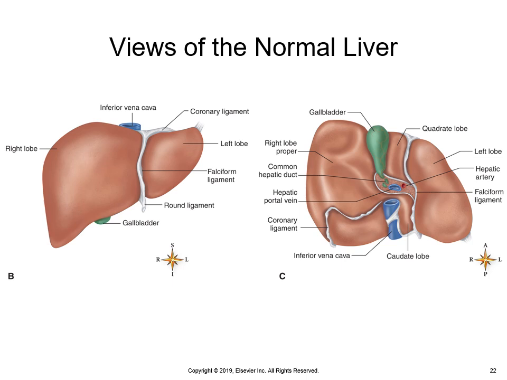All right, also we can see the quadrate lobe and also the caudate lobe as well. These are the additional, I'll say, divisions of the right lobe of the liver. The quadrate lobe is located near the gallbladder, as you can see, and the caudate lobe is located near the inferior vena cava, which we talked about in an earlier slide.